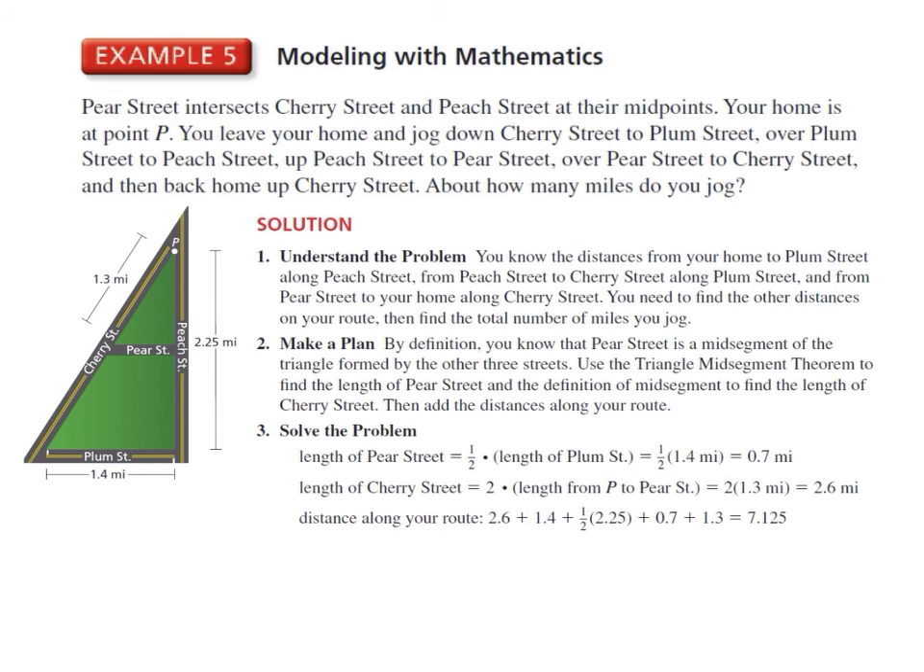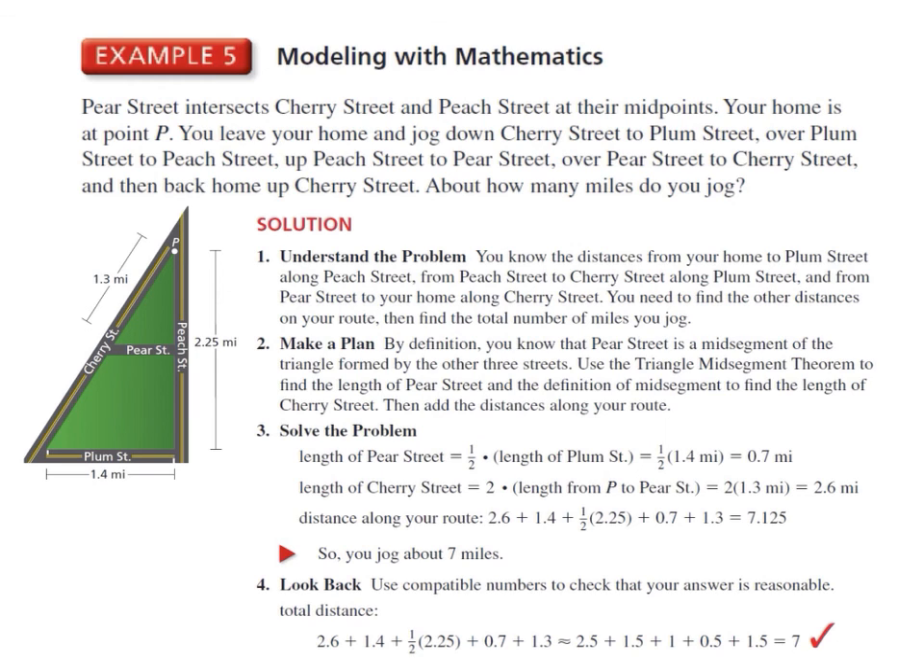So now we have the missing links. Now we just need to add up all of the distances along the route. So we've got the 2.6, which is the full length of Cherry Street. And then we have the 1.4, which is the distance along Plum Street. And then we have half the length of Peach Street, plus the 0.7 that is Pear Street, plus the 1.3 that we know along Cherry Street, which gets us a total of 7.125 miles. So you jog about 7 miles.